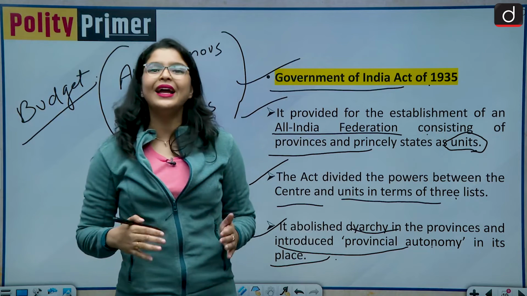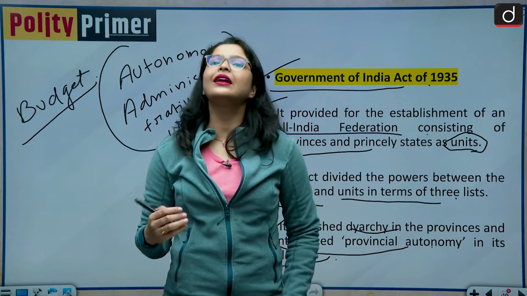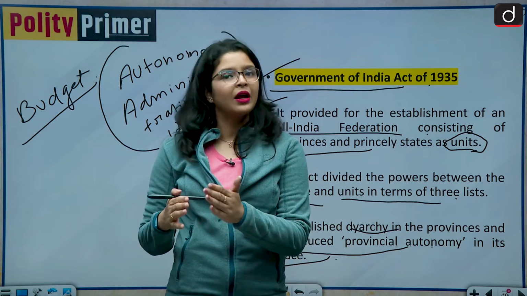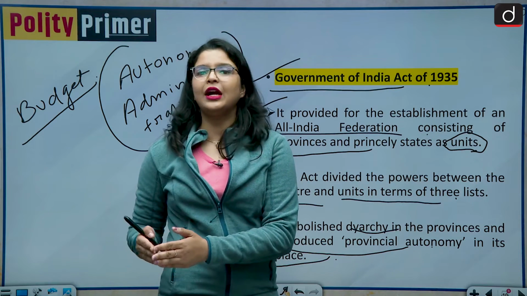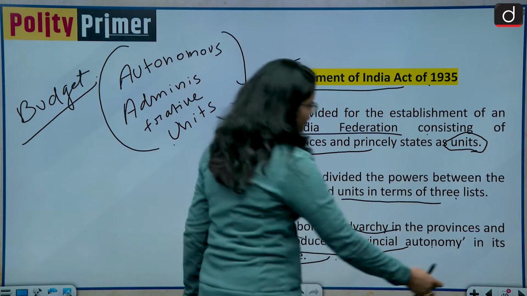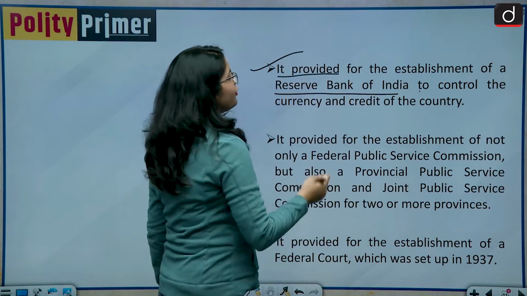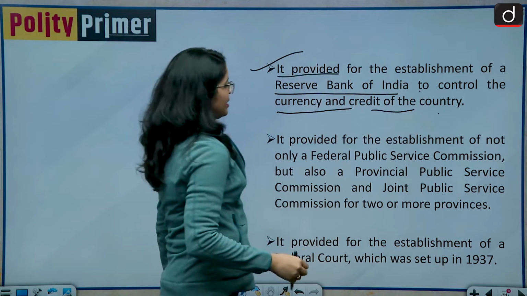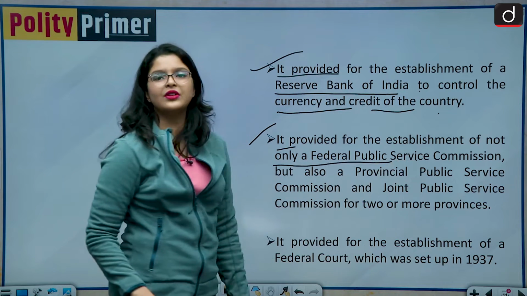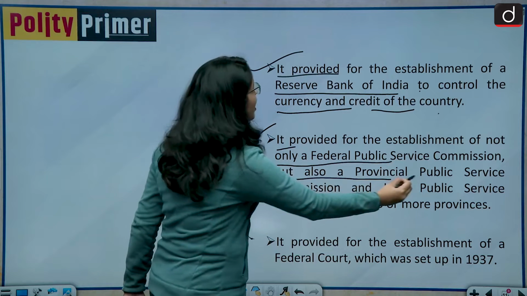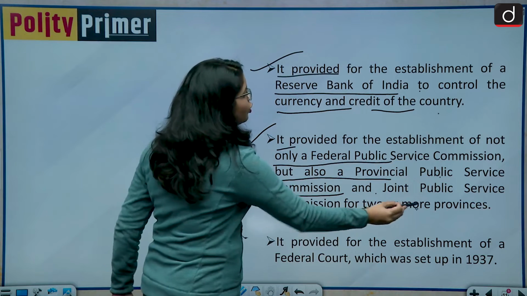Okay, so this Government of India Act of 1935 is one of the most important pillars in the formation of our Indian Constitution. Most of the provisions of our Indian Constitution are inspired from the Government of India Act of 1935. Moving forward, it also provided for the establishment of a Reserve Bank of India to control the currency and credit of the country. It also provided for the establishment of not only a Federal Public Service Commission, but also a Provincial Public Service Commission and a Joint Public Service Commission for two or more provinces.